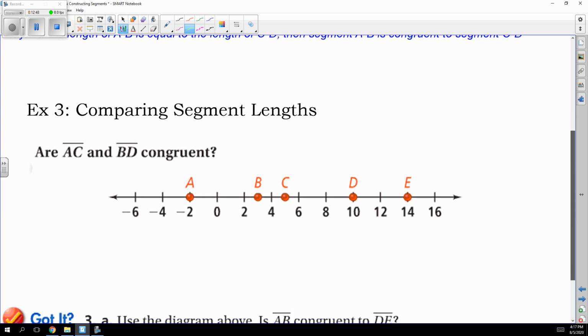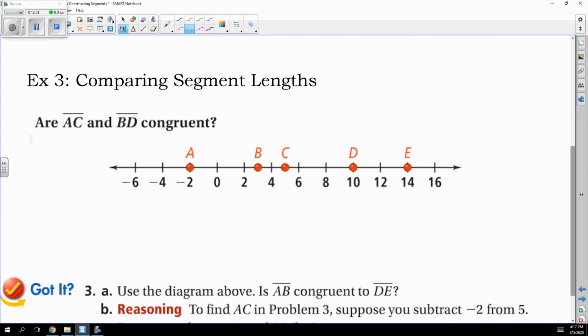All right, so let's find some congruent segments. We want to know if segment AC and segment BD are congruent. So what do we want to do? We want to find the length of AC. What is the length of AC? Well, the length of AC is 2, 4, oops, one more. We're just going 1, 5. So the length of AC is 5, and the length of BD, we're going to go back.